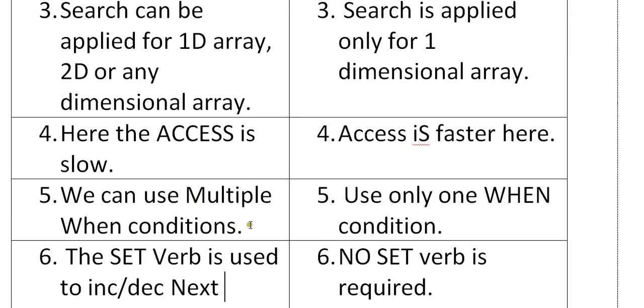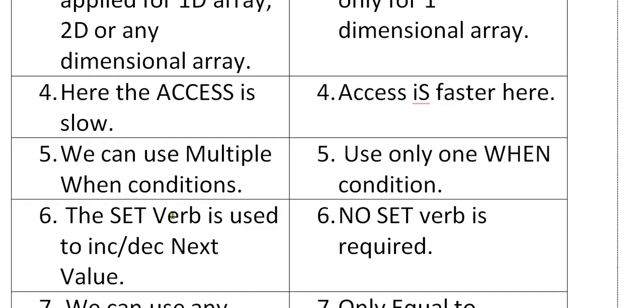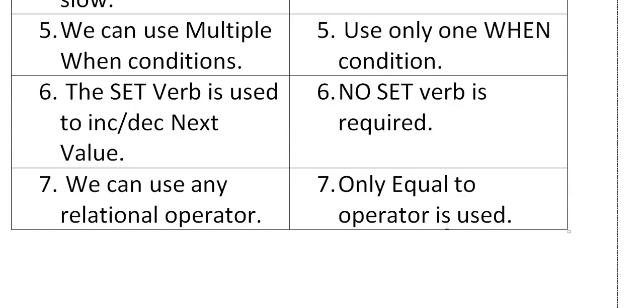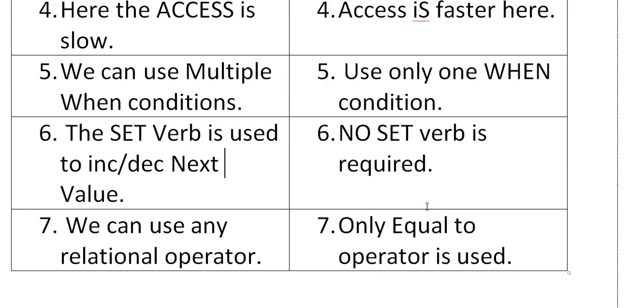In search all, we can use only one when condition, whereas in search you can use multiple when conditions. We use a set verb in search, which is used to either increment or decrement the next value. There is no set verb required in search all. We can use any relational operators in search, whereas in search all, only the equal to operator is used.